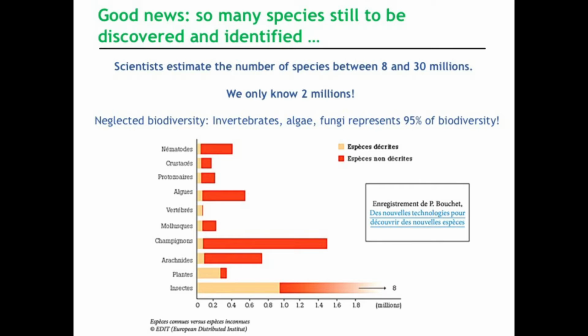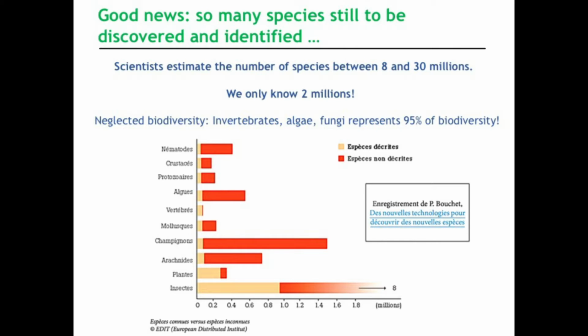Okay, good news. I'm done with the bad news. That was just to put things into perspective. Well, good news is that there are so many species that are still to be discovered and identified. Scientists estimate that the number of species to be anywhere between 8 and 30 million. It's very hard to be precise on that. And so far, we have identified only 2 million of those.